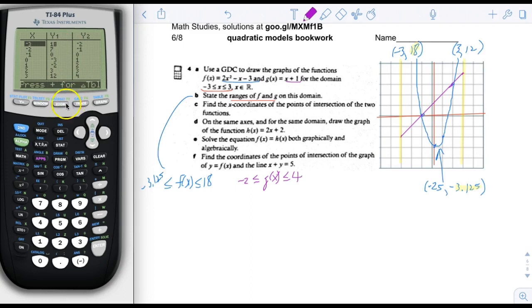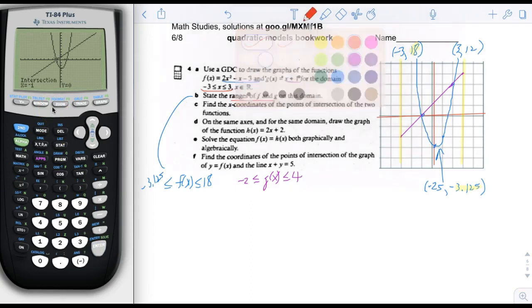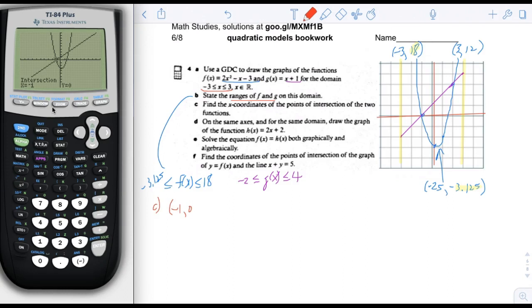So we're going to now use second calc intersect. And the first thing we're going to do is we're going to specify that the first curve we're going to intersect is the parabola. And the second curve we're going to intersect is the line. And the guess, we're going to move the cursor closer to the left intersection. And the intersection is negative 1, 0. So this would be C, negative 1, 0.